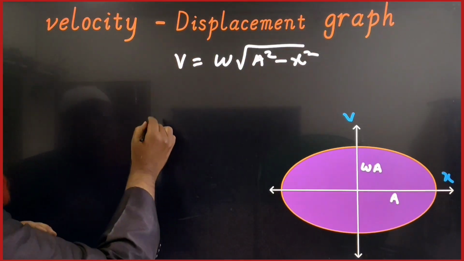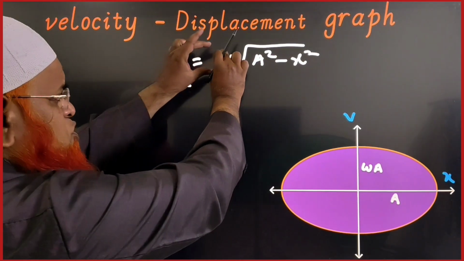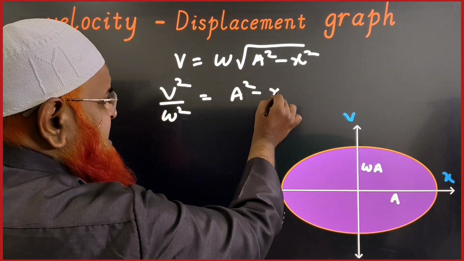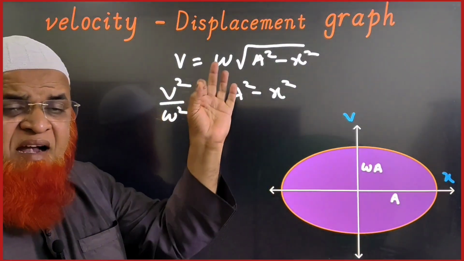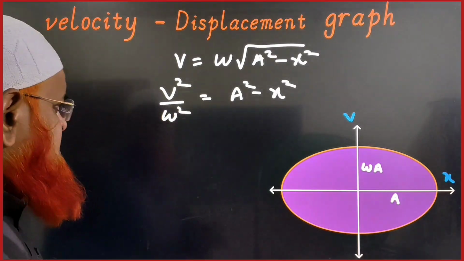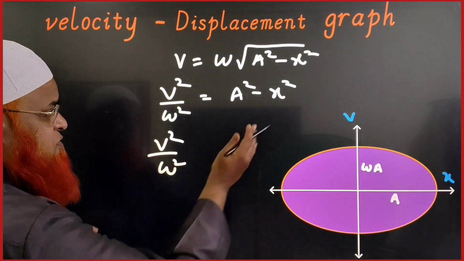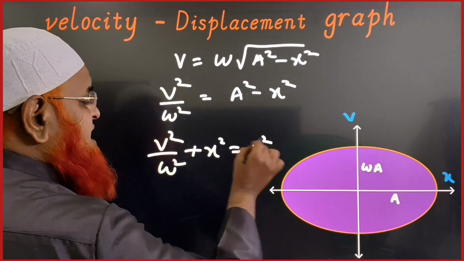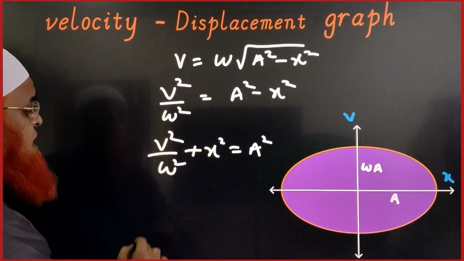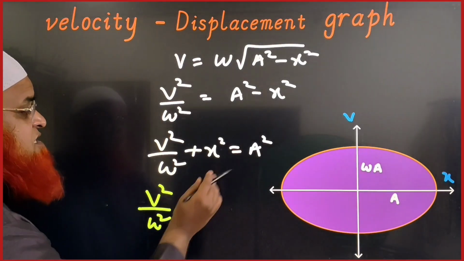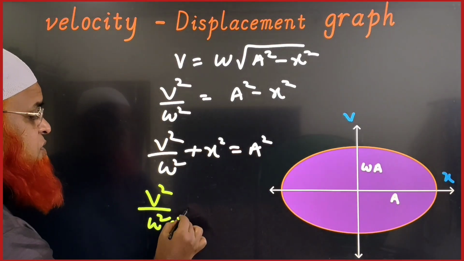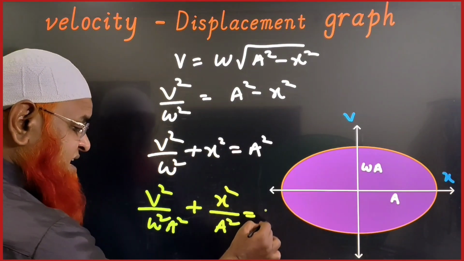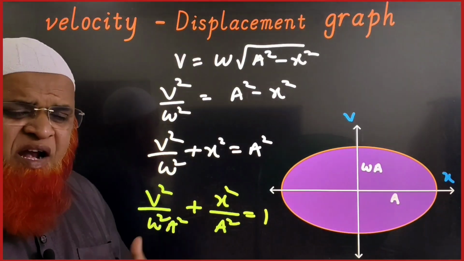Now, squaring on both sides, you just write v square, and this omega square, let me write in the denominator, that is omega square, and on the right side only a square minus x square is left because square and square root get cancelled. Then v square by omega square, this x square you can just take to the left side. Then only a square is left on the right side. So finally, you are writing v square by omega square a square, plus x square by a square is equal to 1 here. So this is the final equation you're getting.